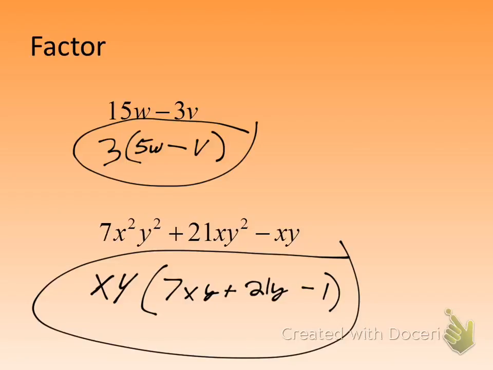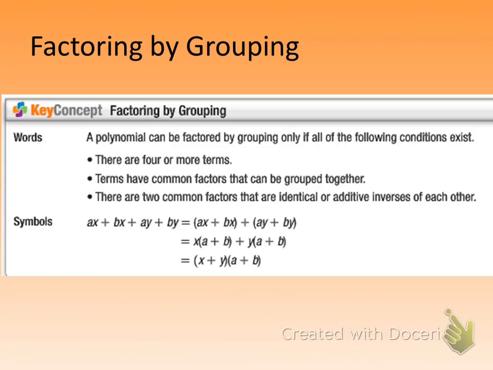Everybody good? All right, next type of factoring we're going to do is called by grouping. Okay, this is a little more complicated. It's not terrible though. It's a lot harder in Algebra 2 than it is here. These are going to be your basic easy ones, okay? You can do by grouping only when you have 4 or more terms. In most cases, it will be 4 terms.